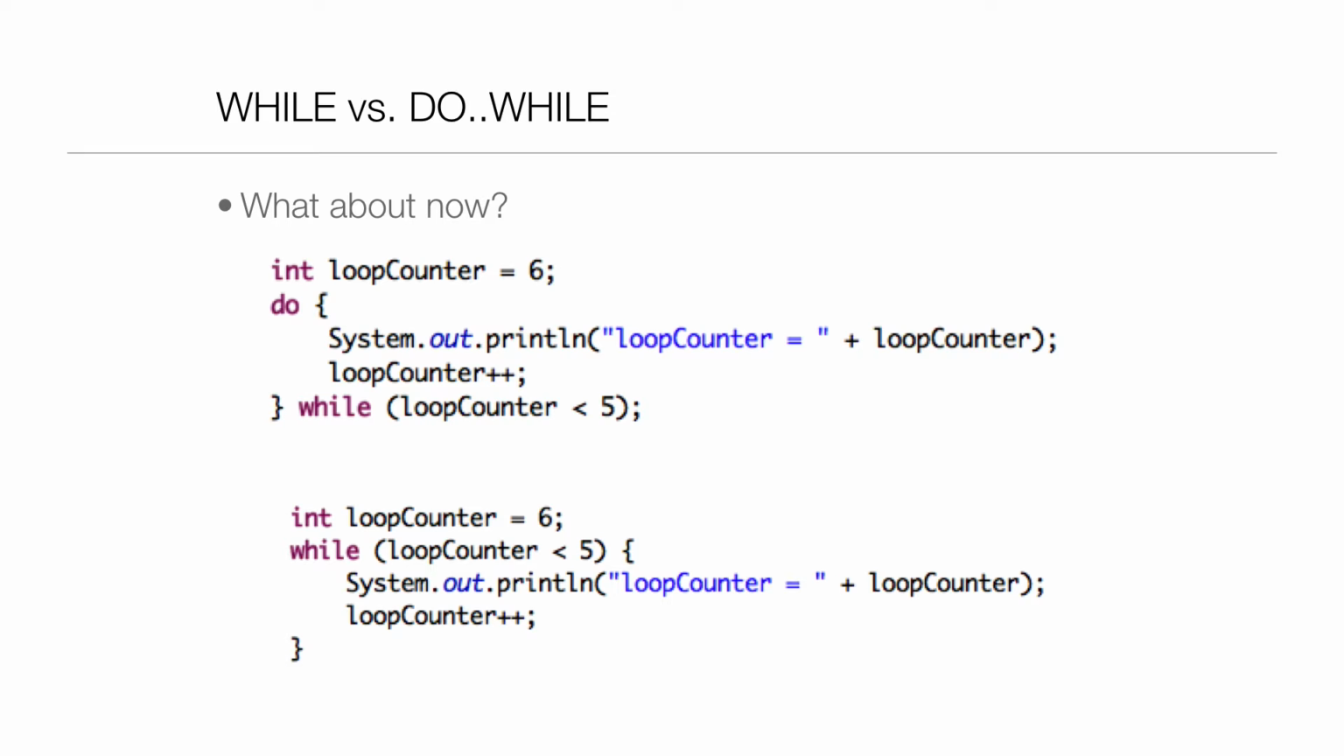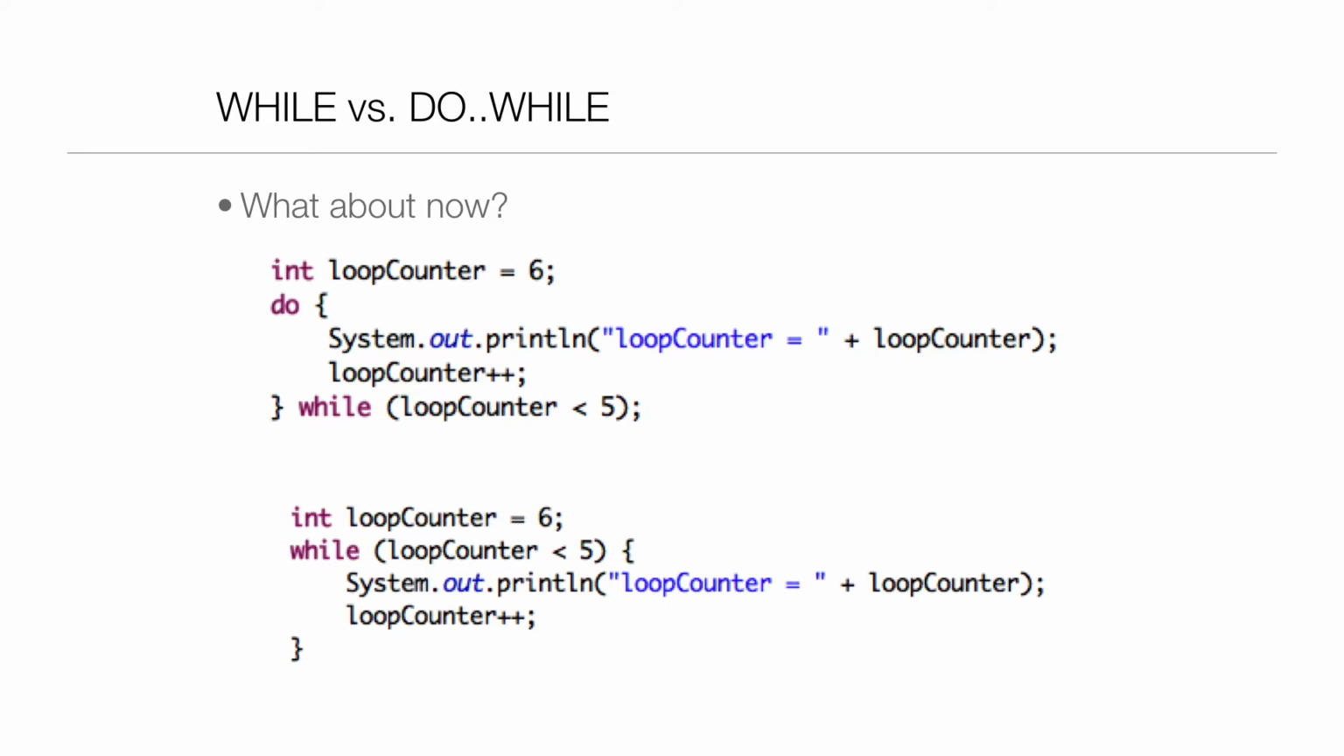But looking at the second loop, the while loop, loop counter equals 6 to start off with, while loop counter is less than 5, well, that's already false, because 6 is not less than 5. It's greater than 5. So in this case, the condition is false, so it would jump out of that loop and go on with the rest of the program.